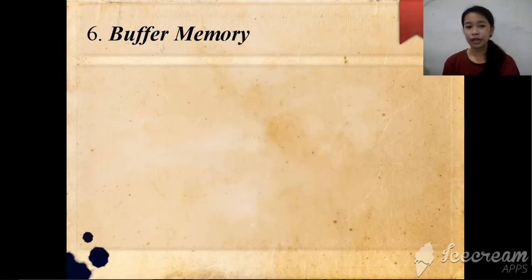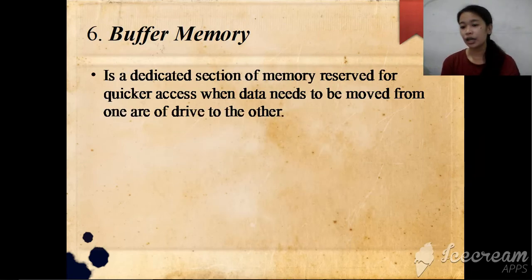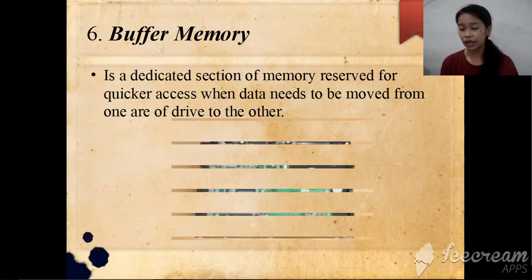Lastly is the buffer memory. It is a dedicated section of memory reserved for quicker access when data needs to be moved from one area of the drive to the other. Today, this reserved space can have a capacity of 16 MB. The larger the size of the buffer, the faster the data access.